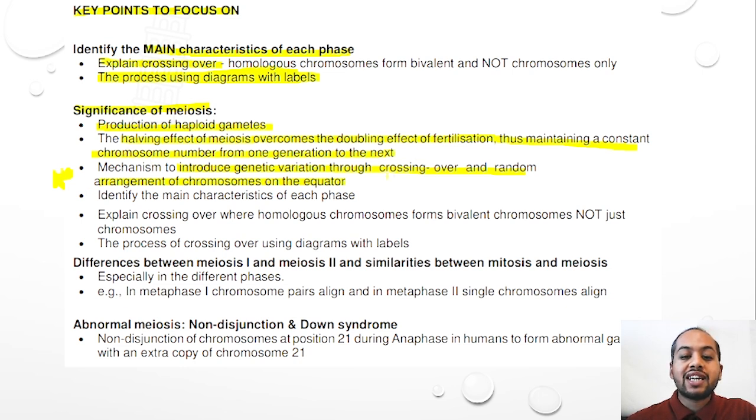There are two processes that occur, namely crossing over occurs in prophase 1 and random arrangement of chromosomes on the equator occurs both in metaphase 1 as well as metaphase 2.